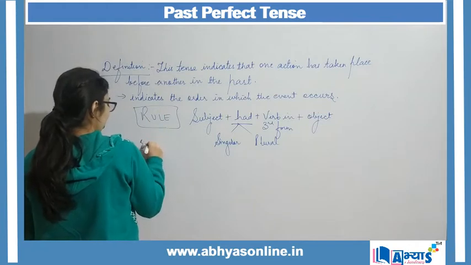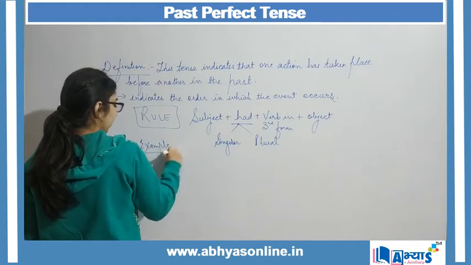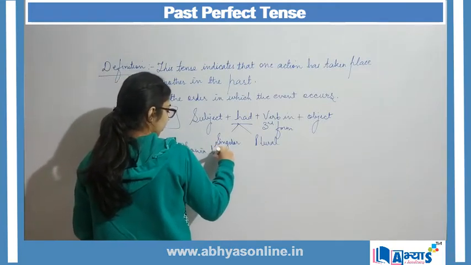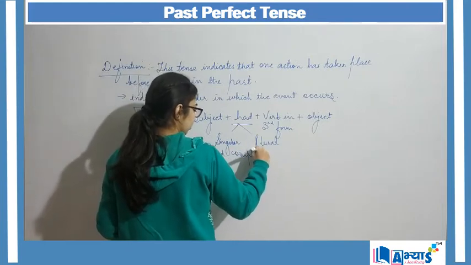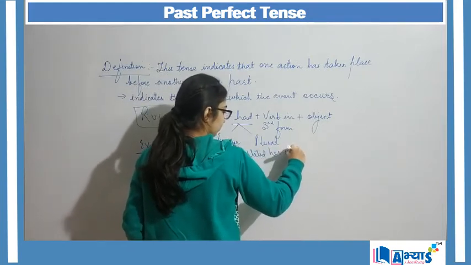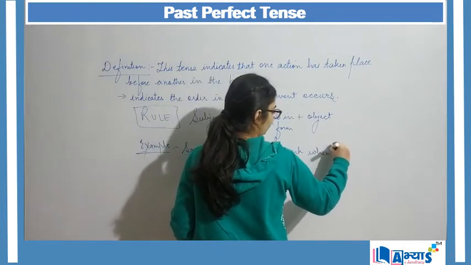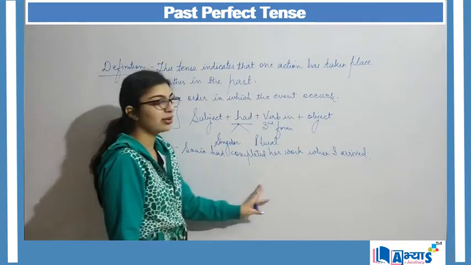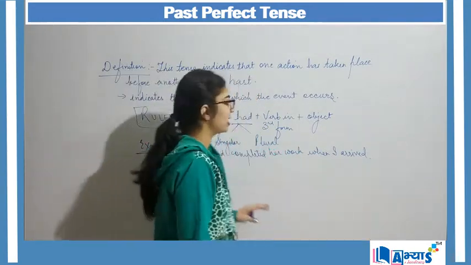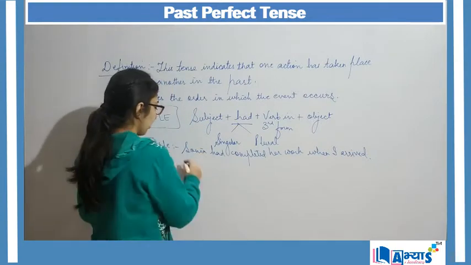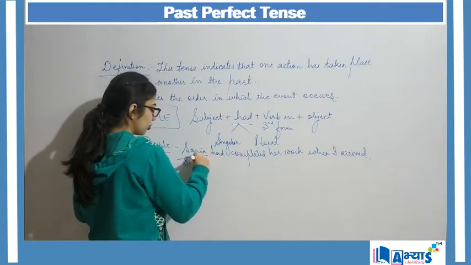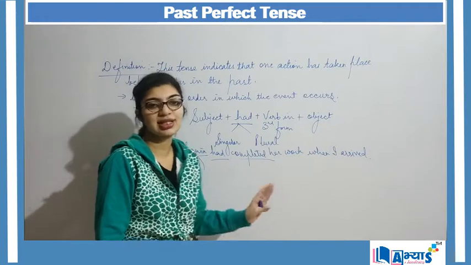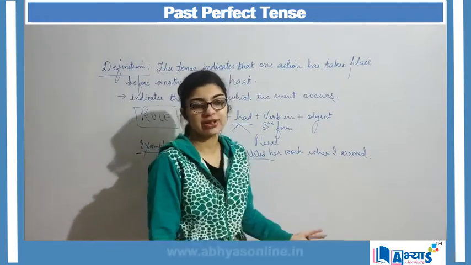Now, an example of past perfect tense can be: Sonia had completed her work when I arrived. Now, Sonia had completed the work when I arrived is an example of past perfect tense because Sonia is my subject over here. From had and completed, I know that this sentence is my example of past perfect tense.